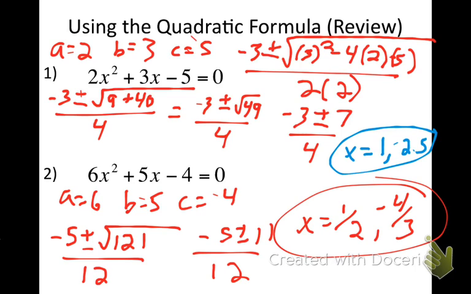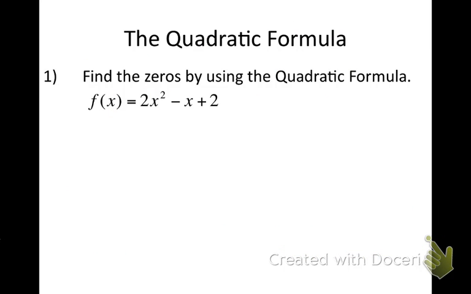Now we get into what we're going to do today, which is, well, what happens when we actually get a complex or imaginary solution? So number one, I want to find the zeros by using the quadratic formula. Same exact formula, doing the same exact work. The only difference is we're actually not going to have to simplify as much. So what would A equal here, John?